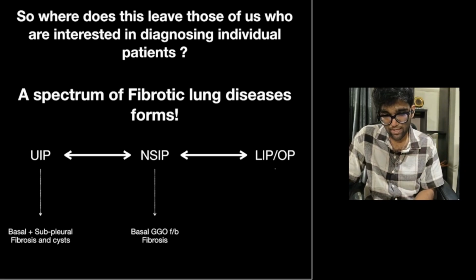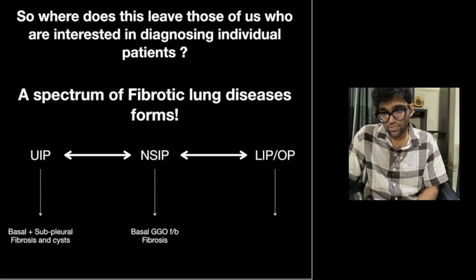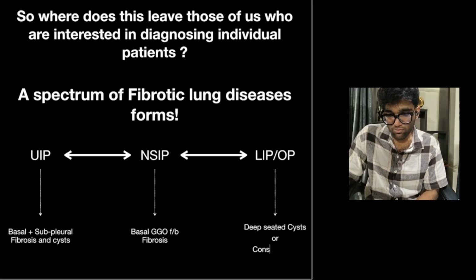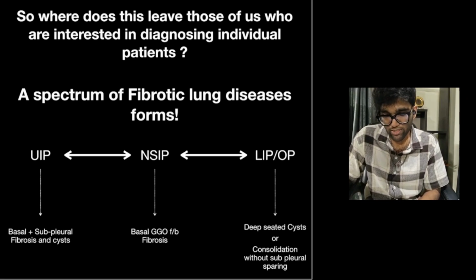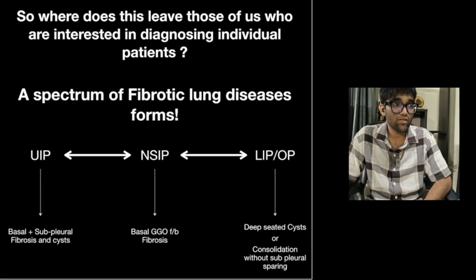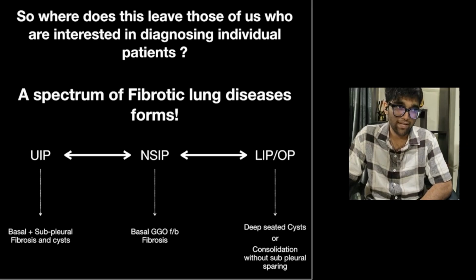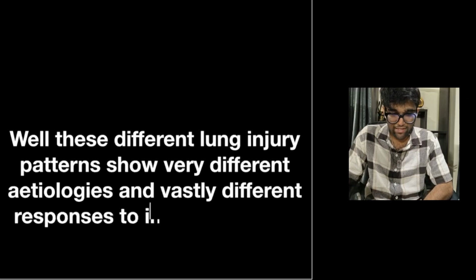Now, lymphocytic interstitial pneumonia shows deep-seated or randomly distributed cysts, and organizing pneumonia similarly shows consolidation without subpleural sparing, because again there is no reason for subpleural sparing here, unlike in UIP. So something very interesting happens.